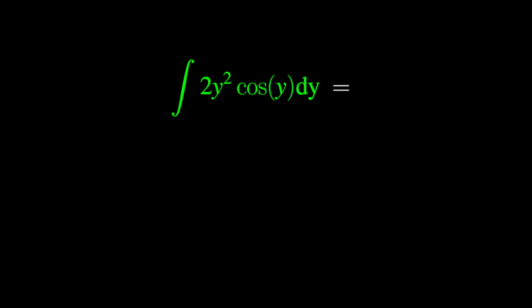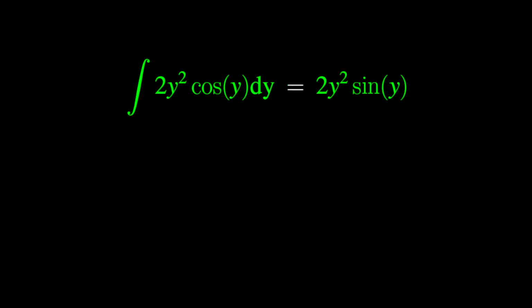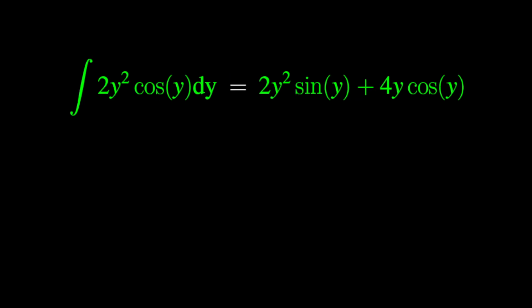Finally, combining the last two results, we see that the integral of 2y squared times cosine of y dy is equal to 2y squared times sine of y, plus 4y times cosine of y, plus minus 4 times sine of y plus a constant of integration c.